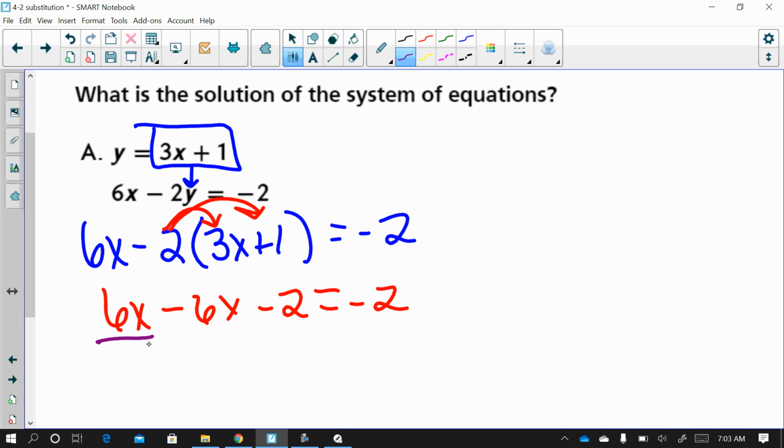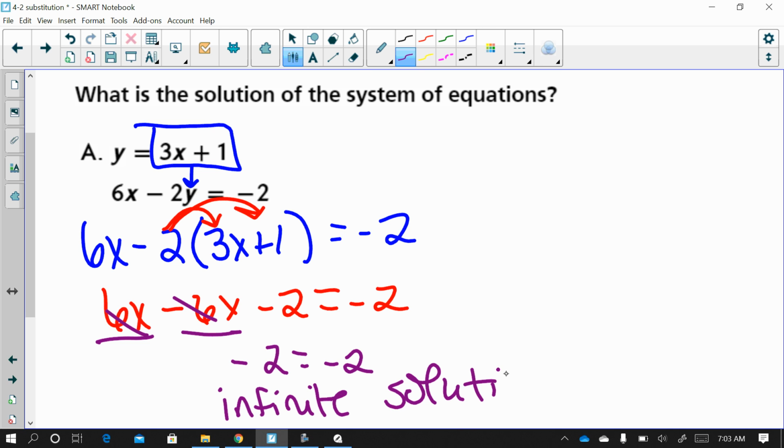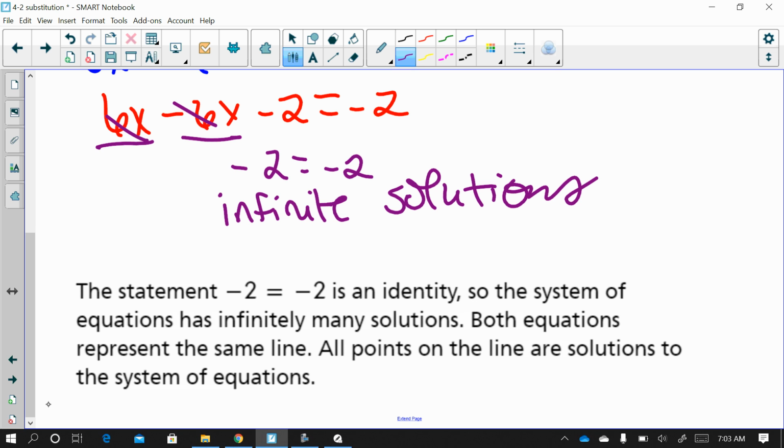Let's combine our like terms. 6x minus 6x, oh, those just cancel. So I get negative 2 equals negative 2. Huh, well, what does that mean? Well, if you think back to solving regular equations, this is a true statement, right? So that means we have infinite solutions. And when you get a true statement, we have infinite solutions. So if we relate this back to graphing, these two equations would be the exact same line. So here's how you would do it algebraically rather than graphically.